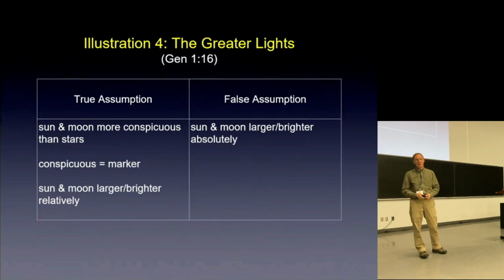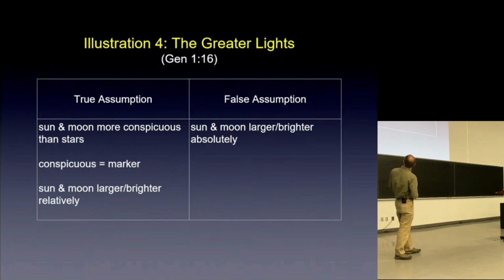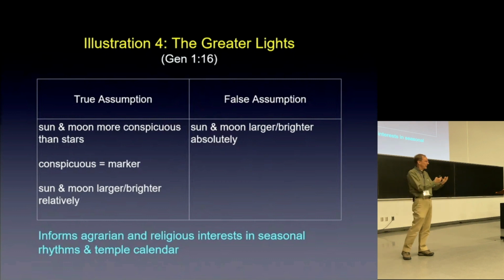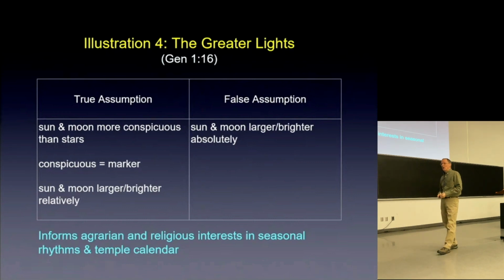Augustine and Calvin and Luther were very clear about that. They understood that it's an issue of what's conspicuous, and therefore what is an appropriate marker. If you're an agrarian living in a culture that is driven by the temple calendar, so that religious seasons are set, then those are the relevant assumptions at play in the text as an ancient Israelite would read it, not questions about the relative versus absolute size of these astronomical objects.